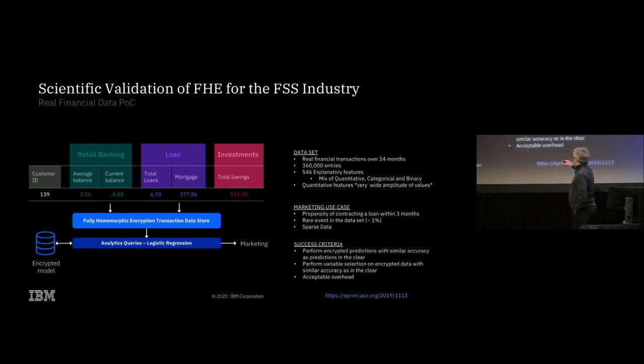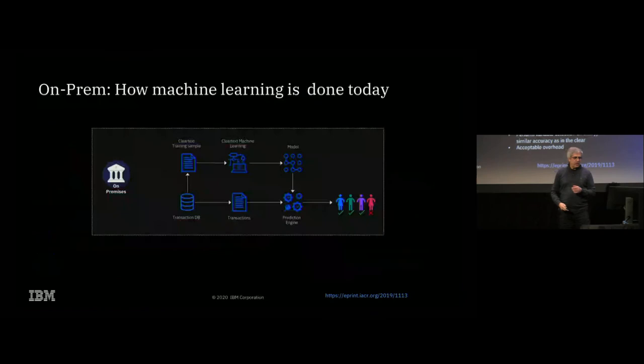And so those were the two main success criteria. And obviously, with some acceptable overhead, because if you're doing everything, as we saw from the last talk, things can happen in seconds or a week or so. So how do they do it today? And this is an important aspect: everything is done on premise, because this data is private, it's confidential, it's sensitive, so they don't put this information in the cloud.